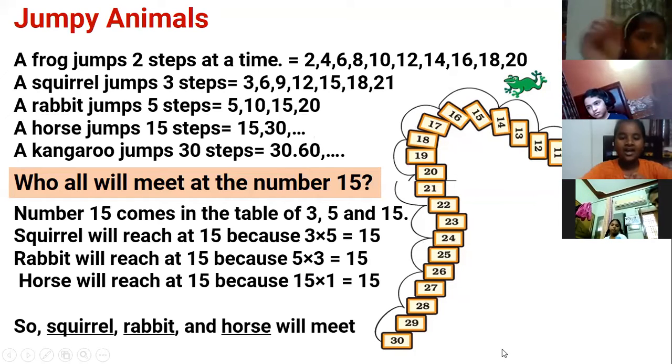Is the answer 15 only, ma'am? The answer is you have to write the animals' names. They are asking which animal will meet at the 15th step. Who all will meet at the number 15? Squirrel, rabbit, horse. 3 animals are meeting at the number 15.